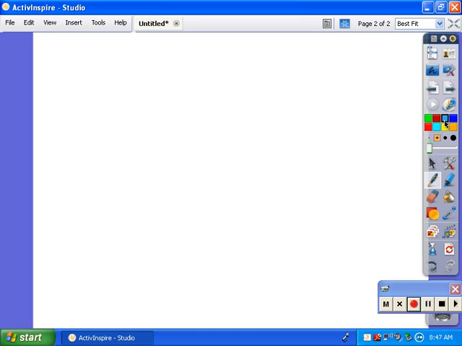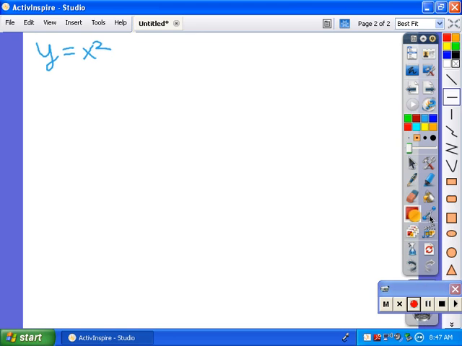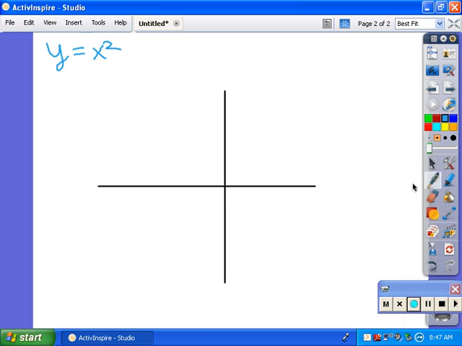Okay, so we had y equals x. Another one that we work with all the time is y equals x squared. And you all know what that looks like, right? What does it look like? I heard it. It is a parabola.